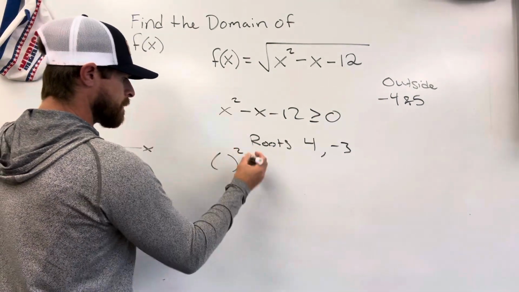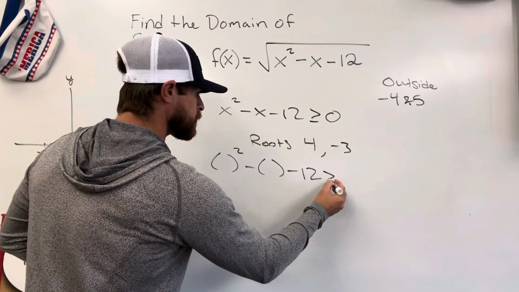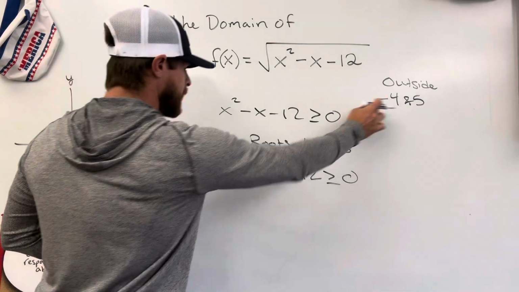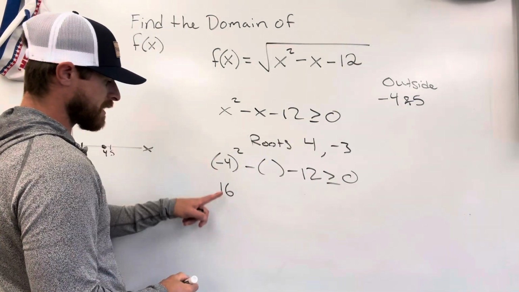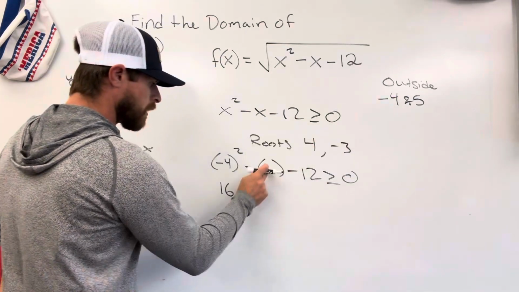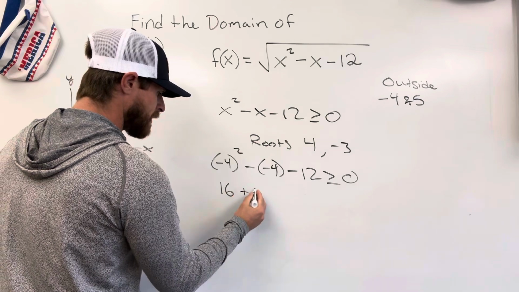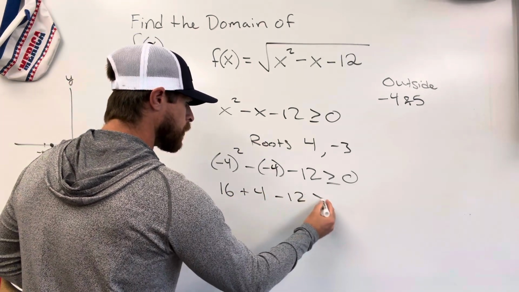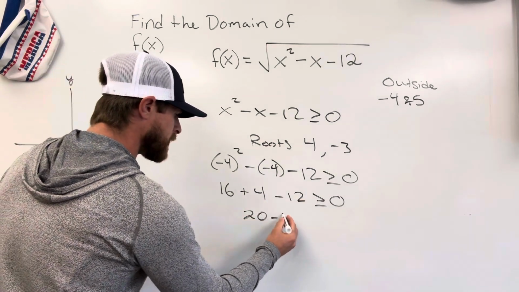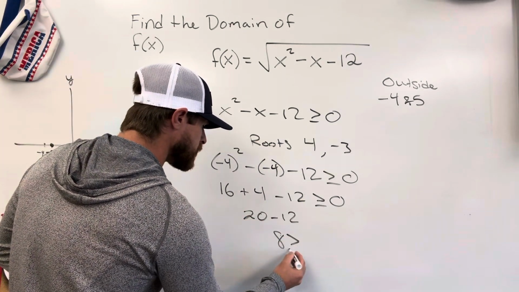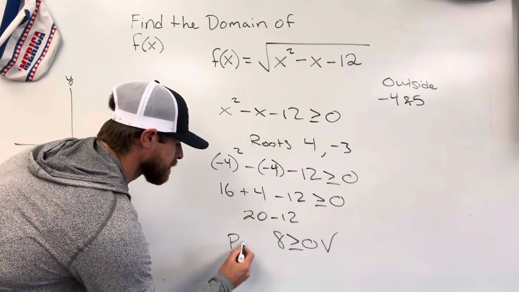x squared minus x minus 12 is supposed to be greater than or equal to 0. I'm going to put negative 4 in. I'm going to square that and get 16. A negative times negative makes a positive. Negative 4 also goes in here. Now we're subtracting a negative, which is really adding 4, minus 12, hoping it's greater than or equal to 0. 16 plus 4 gives me 20, minus 12 leaves me with 8, which is greater than or equal to 0. It checks. So this is a pass.